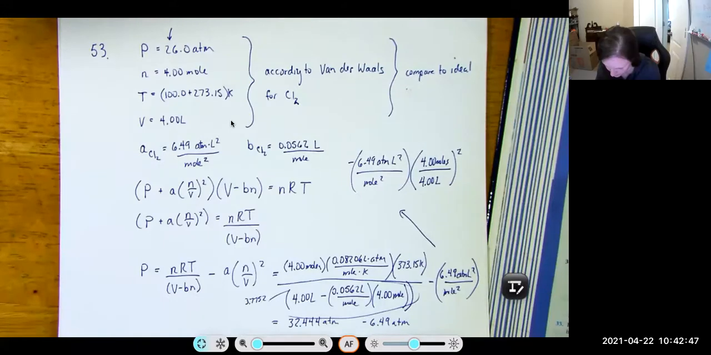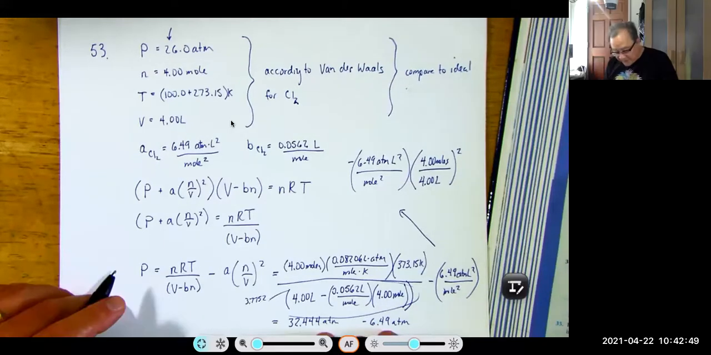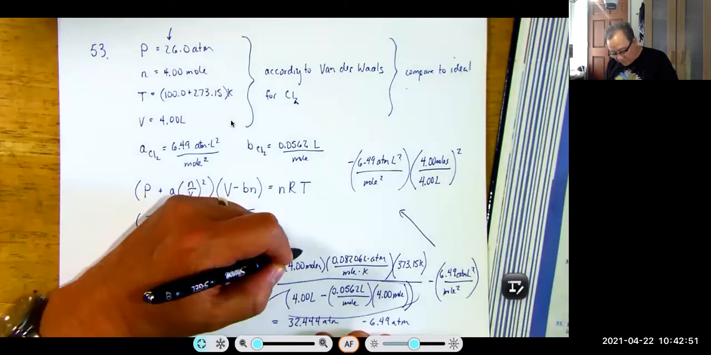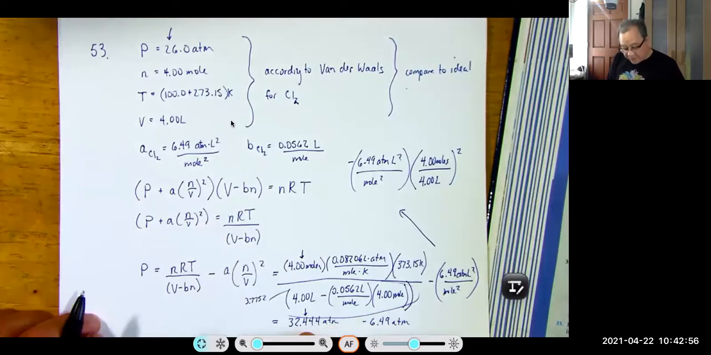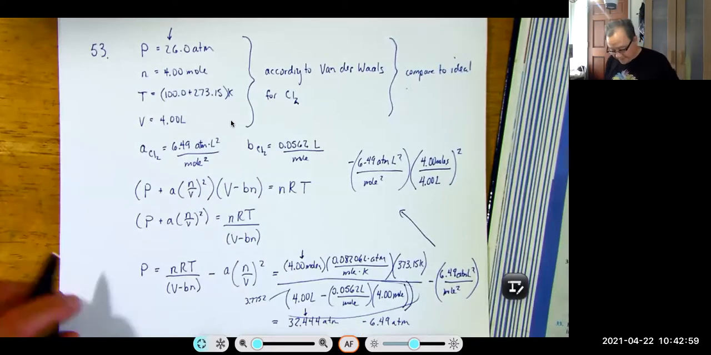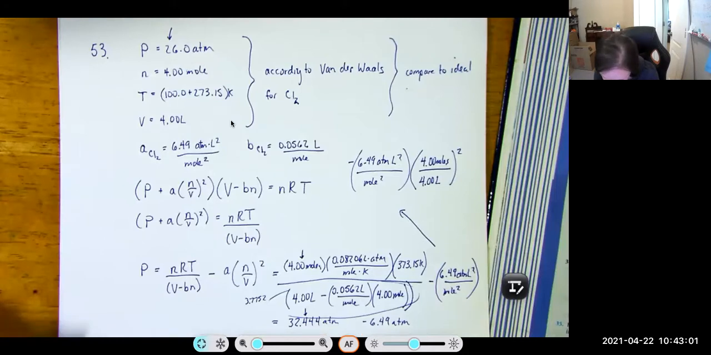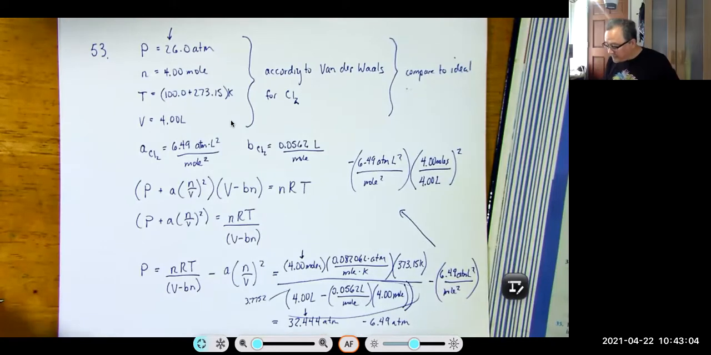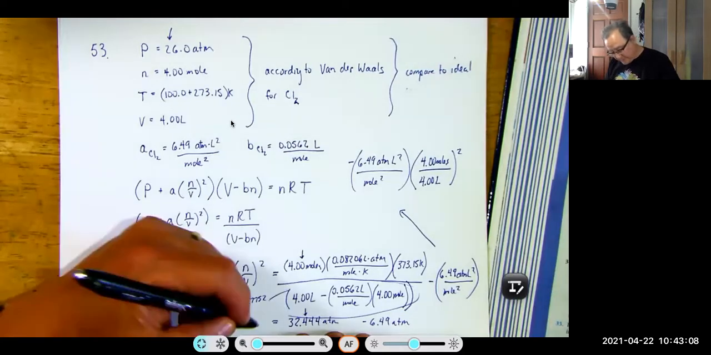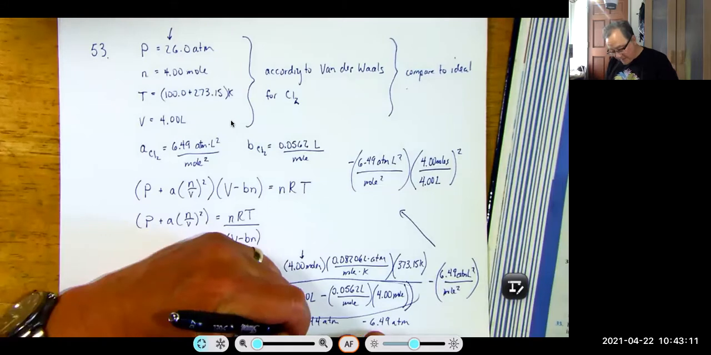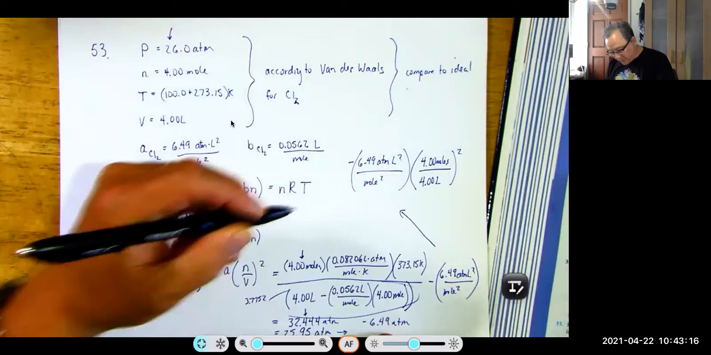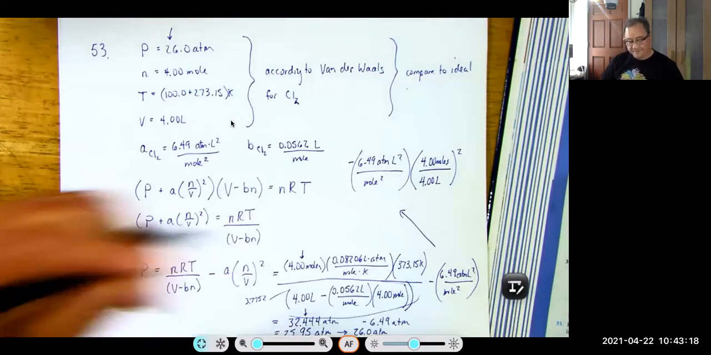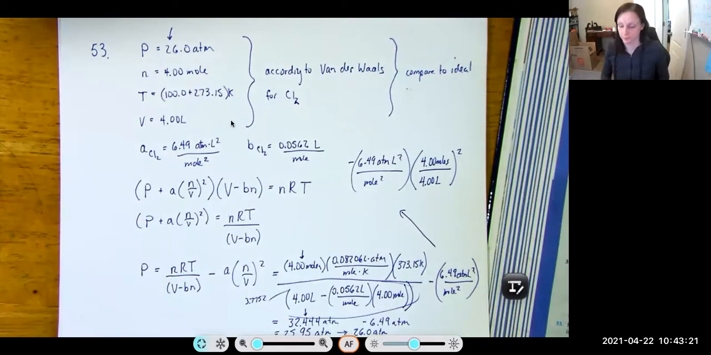Now, this is going to be rounded to 3 sig figs because there's 4, so that we get 32.444. We round it to the 10th. Are you with me? Yeah. Now we subtract the 6.49 and we get 25.95 atmospheres, which we have to round to the 10th. So that becomes 26.0 atmospheres. Nice.